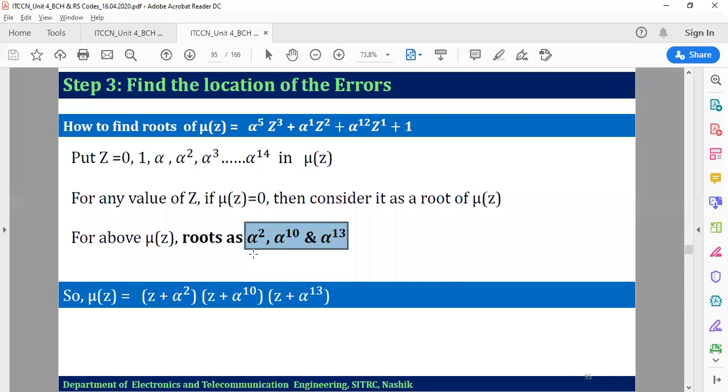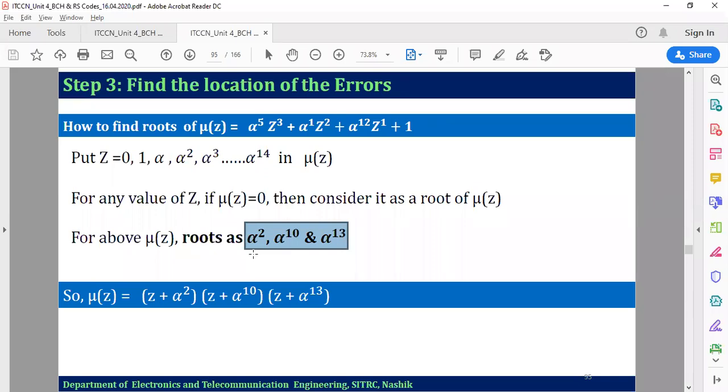Is this clear, or shall I tell you again? You replace the value of z in mu z by putting in all the values of GF(2^4), elements starting from 0, 1 up to alpha 14. For any three values, obviously, since the degree is 3, there are only 3 roots. So for any 3 values you will have mu z equal to 0. Whatever value you put in, when mu z comes as 0, you will consider that value as a root of mu z.